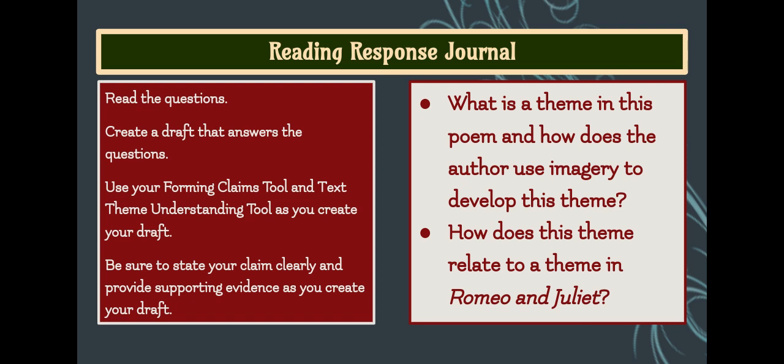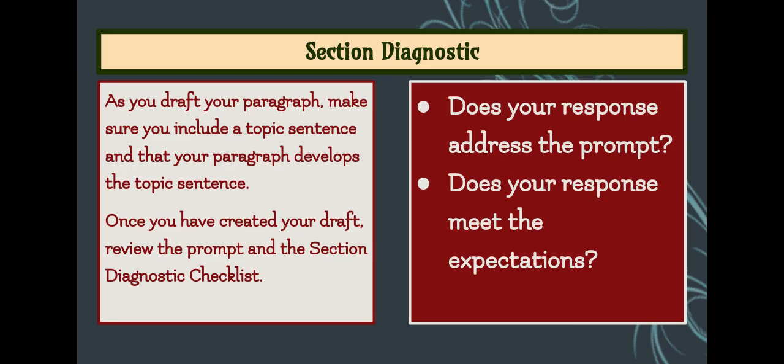The questions that you will use to create your draft are: what is a theme in this poem, and how does the author use imagery to develop this theme? How does this theme relate to a theme in Romeo and Juliet? As you draft your paragraph, make sure you include a topic sentence and that your paragraph develops the topic sentence.